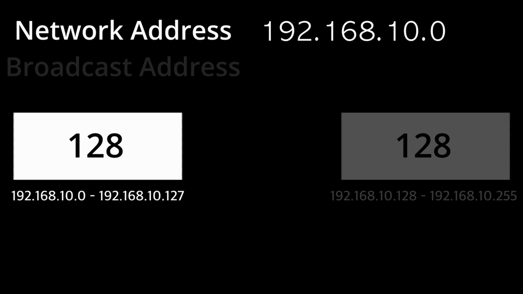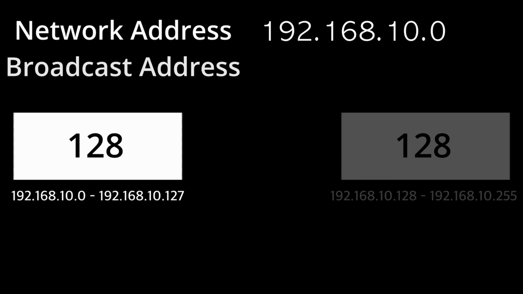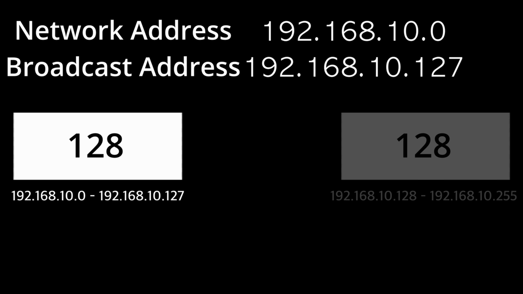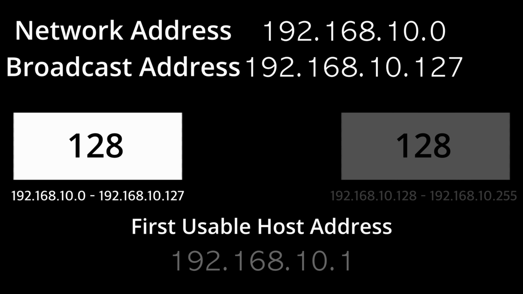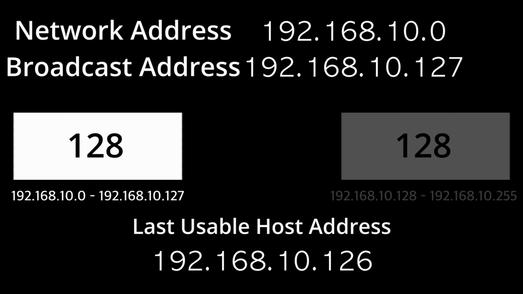192.168.10.0. The broadcast address is the last IP address in the entire scope. That was 127. It isn't 128 because that's the start of the next subnet. So our broadcast address is going to be 192.168.10.127. To work out the first and last usable host addresses, we just add 1 to the network address and -1 from the broadcast address. So our first usable address will be 192.168.10.1 and the last address will be 192.168.10.126.